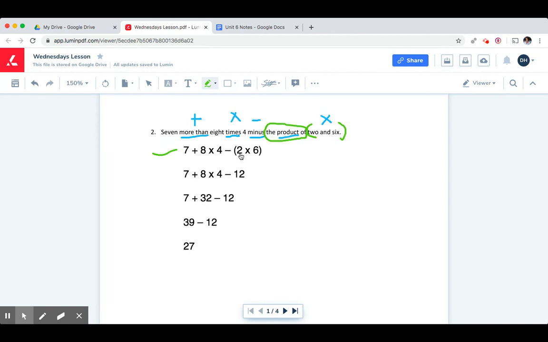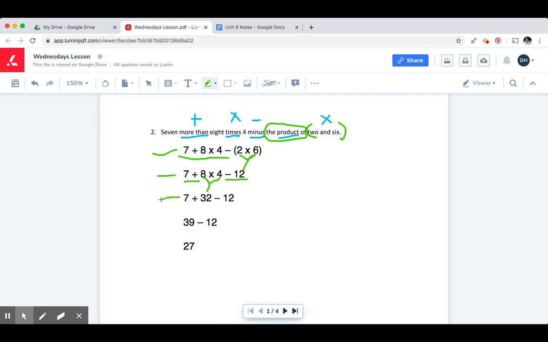Our first step is to solve what's in the parentheses. 2 times 6 is 12. You copy everything else. Now that we have no more parentheses, we're going to work from left to right, and we're going to look for multiplication and division first, because those have more power. So 8 times 4 is 32, and I copy everything else.